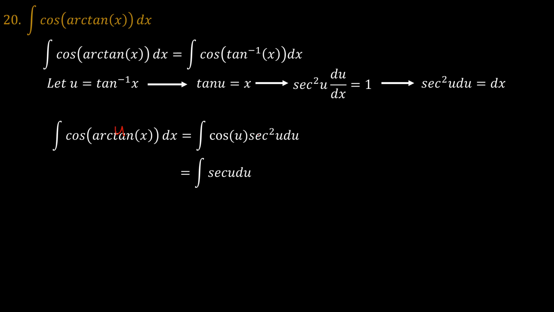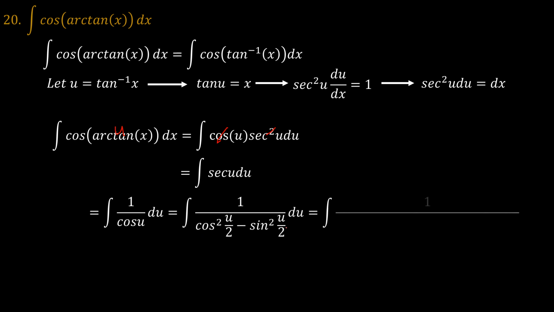And so since sec squared u is 1 over cosine squared u, one of these cosine u cancels out with this, so we're left with sec u. And so we have 1 over cosine u as our problem, which is cosine squared u over 2 minus sine squared u over 2, right? And so we can split this such that it is cosine u over 2 plus sine u over 2 times cosine u over 2 minus sine u over 2.